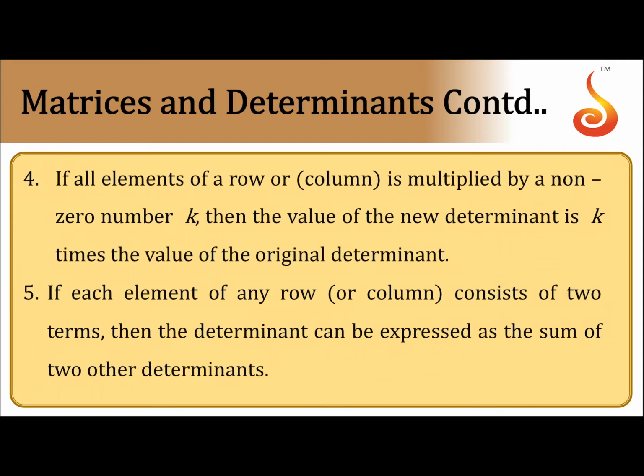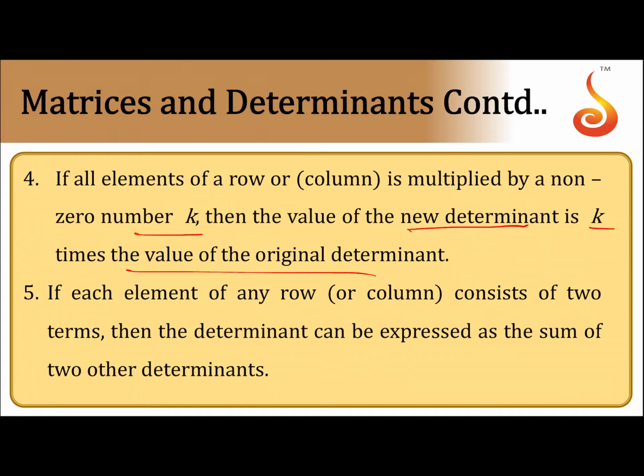Next property. If all the elements of a row or column are multiplied by a number k, then the value of the new determinant is k times the original determinant. When you multiply all the elements of a row or a column by k, the new determinant value is k times the original determinant.